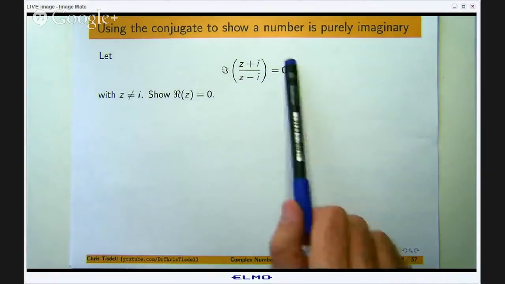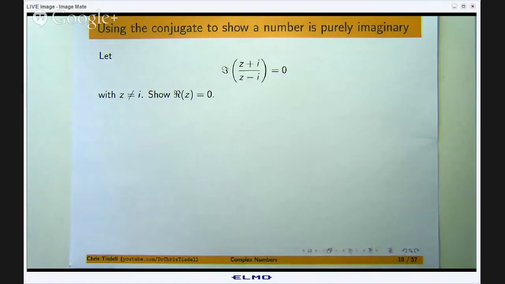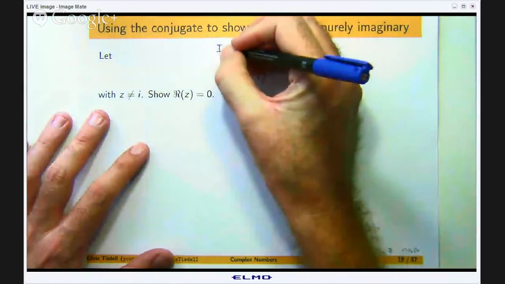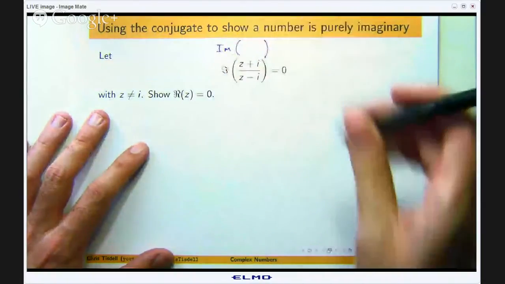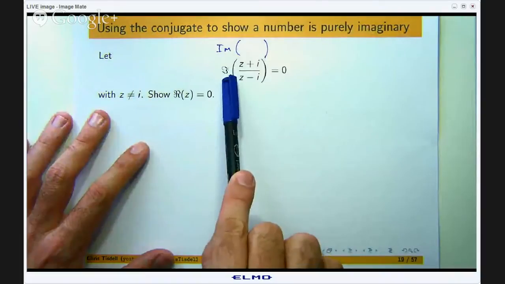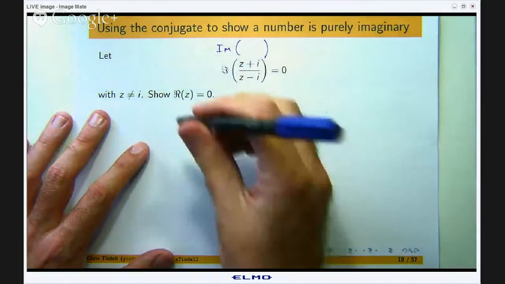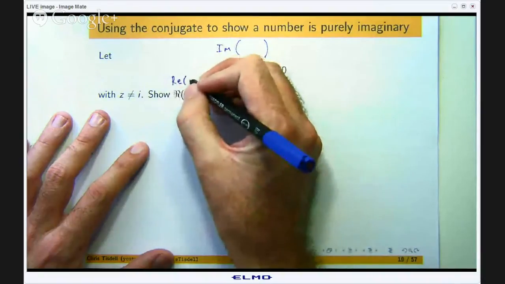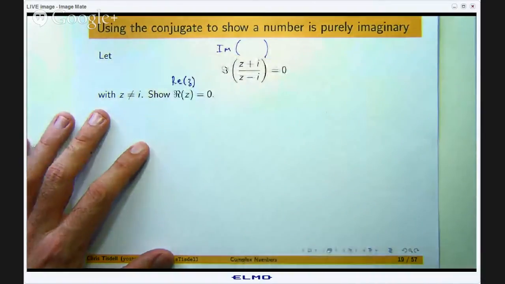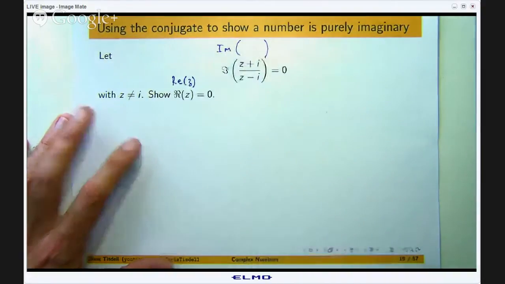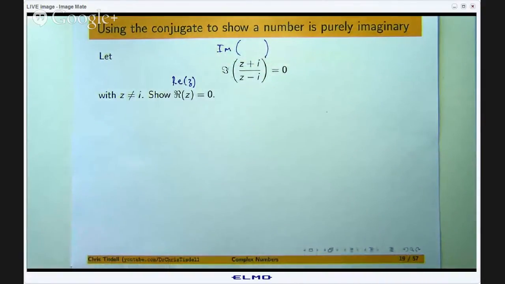Now, this is a difficult problem because it's not clear where to start. But before I do start, let me just share with you, this is sort of a curly I, if you like, and some books write it Im for the imaginary part. This sort of curly R is sometimes written as Re, the real part of z. So let me show you how to work through this.